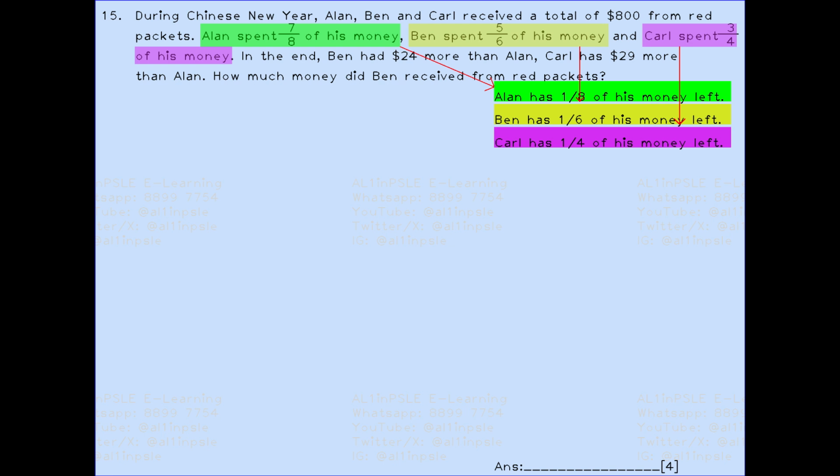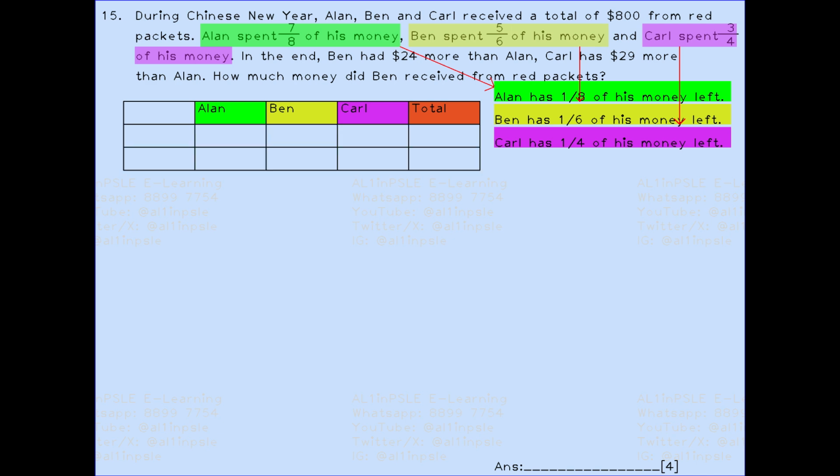Okay, next we can draw a BCA table with 5 columns. In the first row, leave the first cell empty, followed by Alan, Ben, Carl, and total. In the next 2 rows, we will write before and after in the first cell respectively. Based on what we derived from highlighting just now, it looks like each of them has 1 unit in the end. But wait a minute.